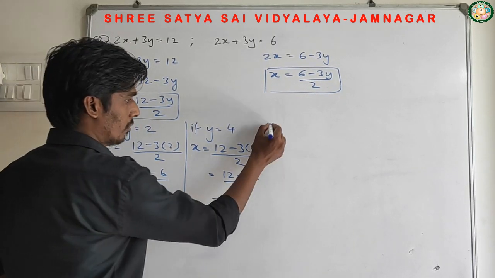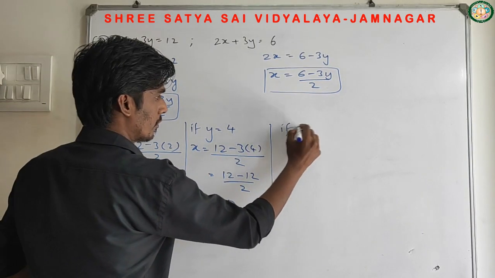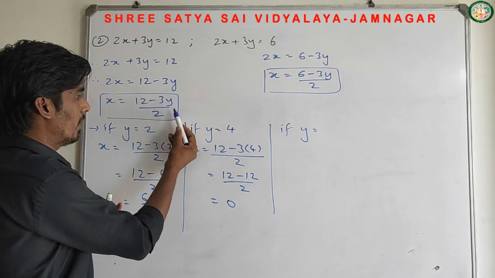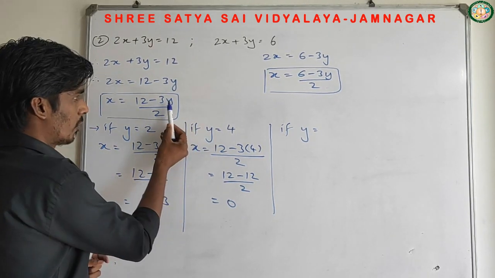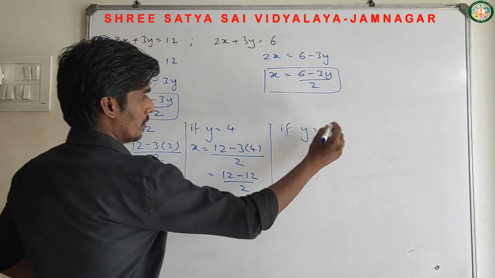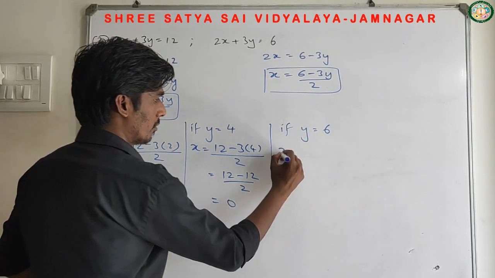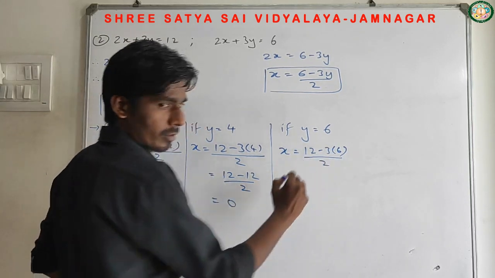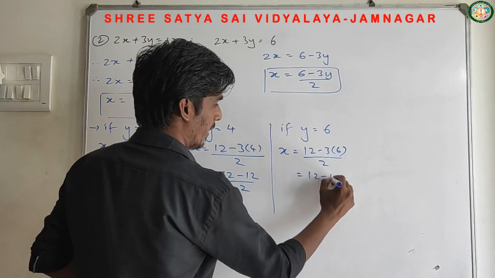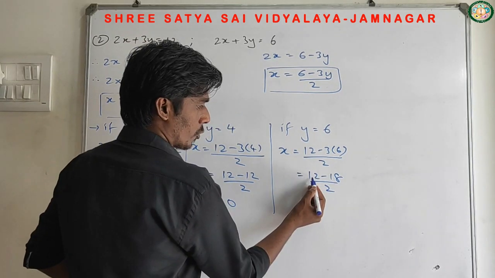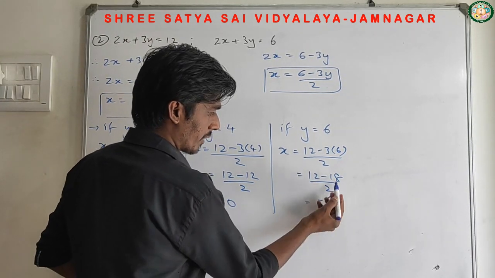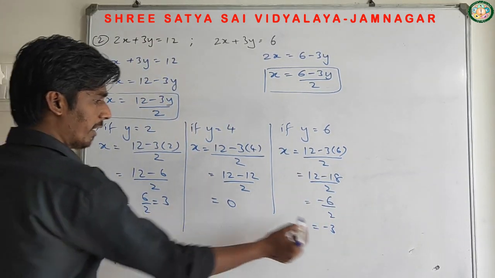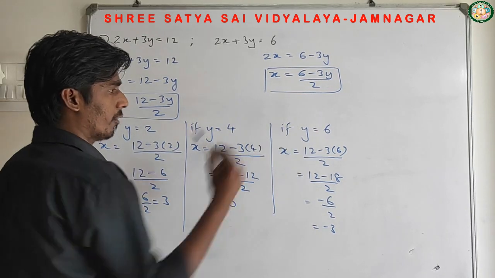Now third one, if y equals, we can take any number, but take a number that is divisible by 2. So if I take 6, let y equal 6. So 12 minus 3 into 6 upon 2. So it's 12 minus 18 upon 2. 12 minus 18 is minus 6, greater number's sign, upon 2, it's minus 3. So I got 3 values here for 3 different values of y.